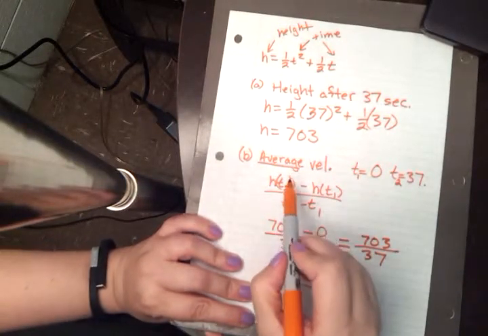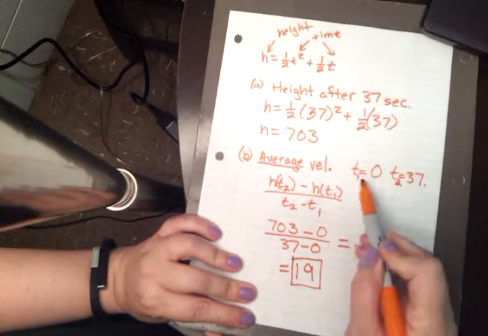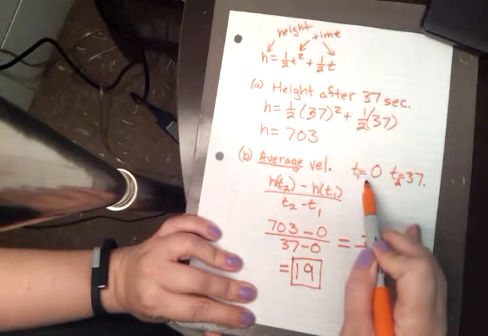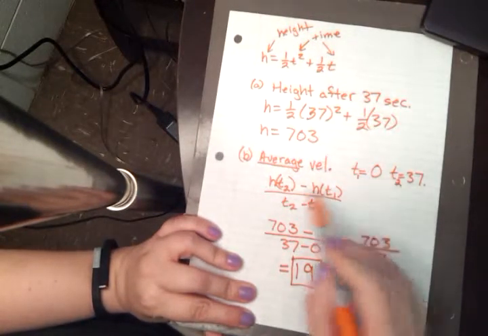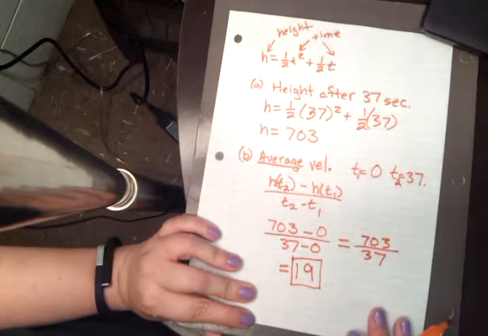So for average velocity, you always want to do the second number and the first number, so label them, the function of the second number minus the function of the first number, and then put that all over the second number minus the first number, and that's going to give you your answer.